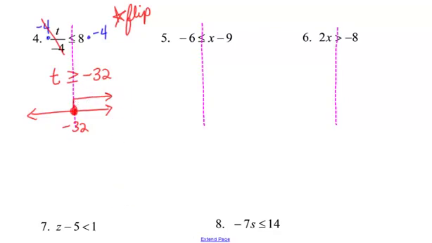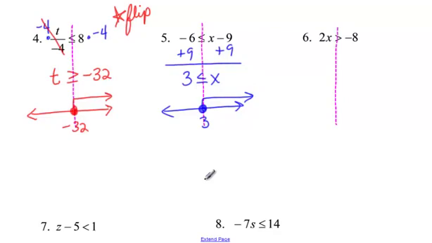Okay, for the next one we have to add 9 to both sides. So we get 3 is less than or equal to x. And when you graph it, you have a closed dot. Your magic number is 3, and 3 is smaller than any x values. The x values are over here because 3 is to the left of the x values.